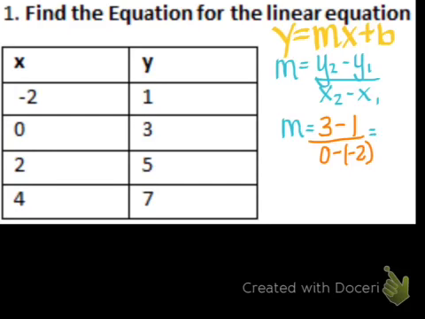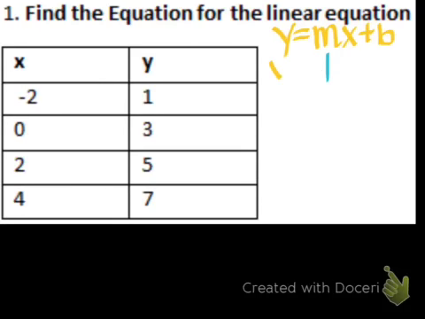So now when I simplify, I've got 3 minus 1. 3 minus 1 is 2. And then in the bottom, I've got 0 minus a negative 2. So this is a keep, change situation. We've got a subtraction. So we're going to change this to plus and then change the sign. So we're going to end up having 0 plus 2, which is a positive 2. When we simplify that, we can see that our slope is simply just 1.